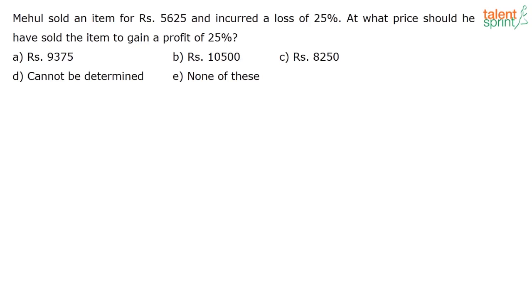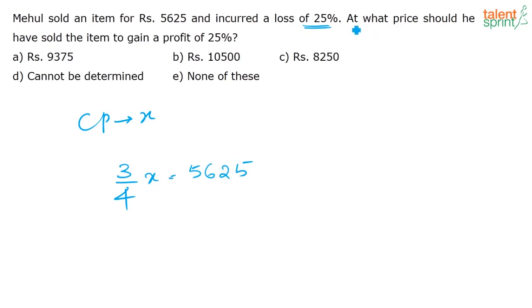What is given? If I assume the cost price of the article to be X, what is this 5625? He is selling it at a loss of 25%. So he is selling the article for 75% of its value. 75% of its value means he is selling it for 3/4 of the value of the article, correct? So 3 by 4 X is equal to 5625, correct? So what is X? X is the cost price.